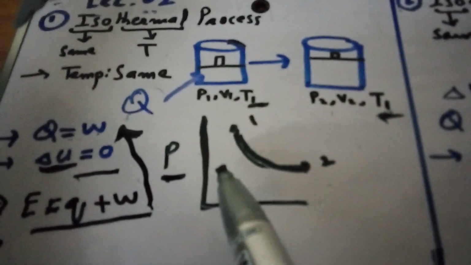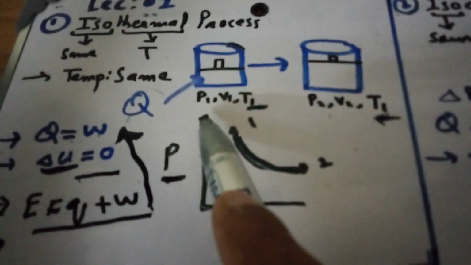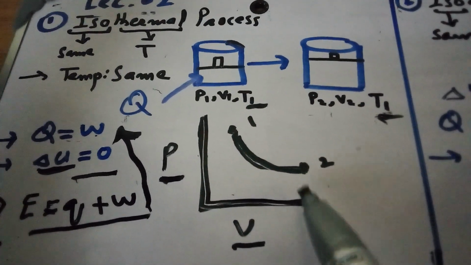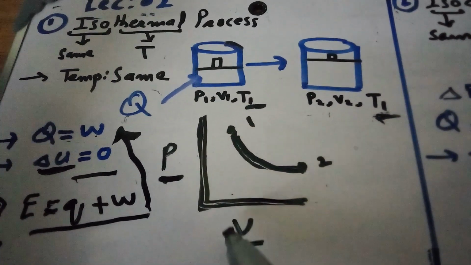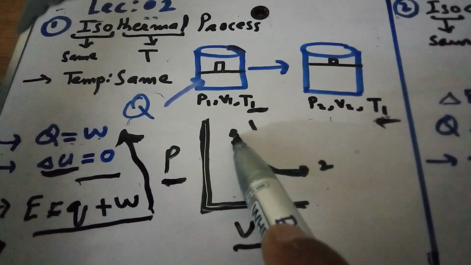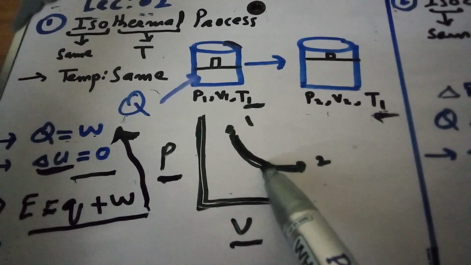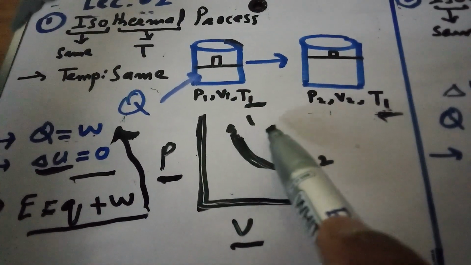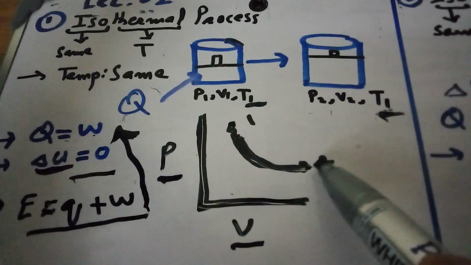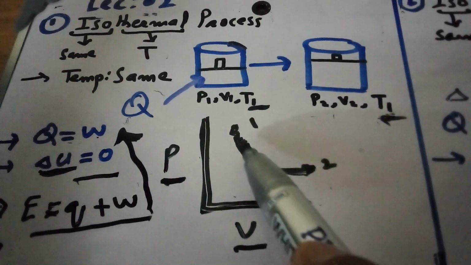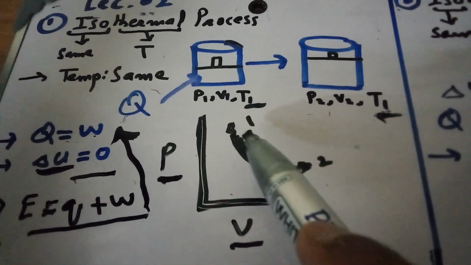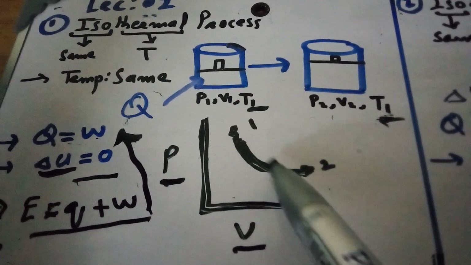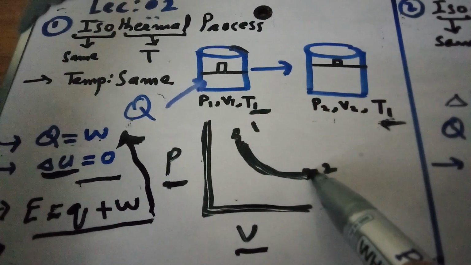Graphically, this is the y-axis and this is the x-axis. This is the pressure and this is the volume. The curve for the isothermal process is in this form. This is point number 1 and this is point number 2. You can see there is a decrease in the curve from this point to this point.